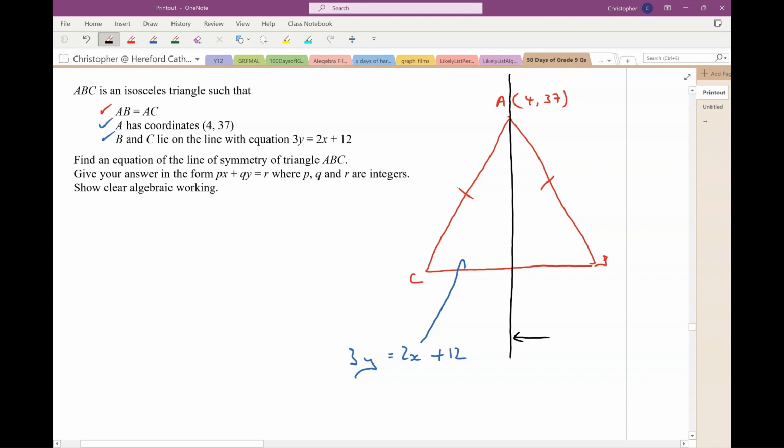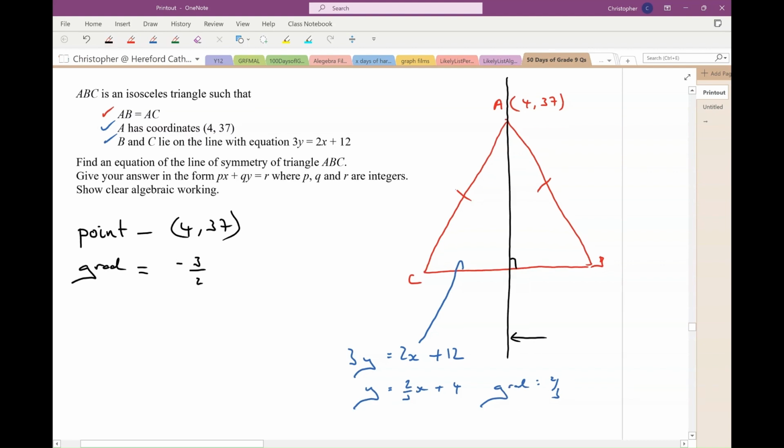Now, to find the equation of a line, we need to know a point on the line, and we need to know its gradient. Well, I can see a point on the black line already. The point on the black line is the point A, isn't it? (4, 37). Now, what about the gradient of the black line? Well, I do know that the black line is perpendicular to the line CB. And if I make y the subject of this equation here, then I'll have the gradient of CB. The gradient of CB is 2/3. So the gradient of the black line is the negative reciprocal of that, minus 3/2.